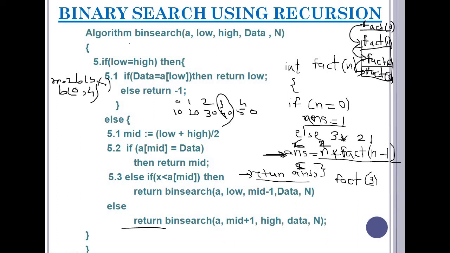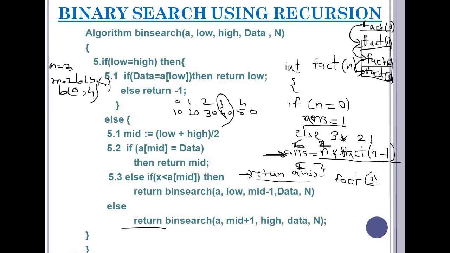So again when I call this, low is not equal to high in this case, so it will enter into the else part where it will calculate the mid again. Here the mid is 3, so it will see that my data, that is 40, is equal to A of mid. Yes, it is equal to A of mid, so it will return the value of mid, that is 3, to its caller.